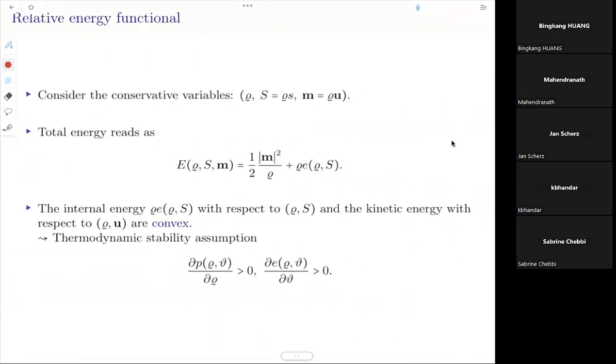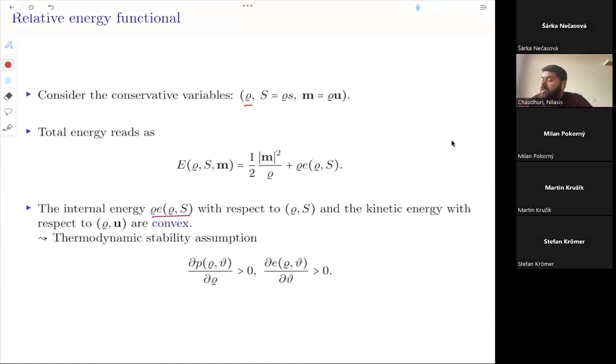After some minor investigation, we found that if we write it from the conservative variables, that means you have density, total entropy, and momentum, and you write the total energy in these variables, then you can see that rho times the internal energy with respect to these variables is convex. Similarly, the kinetic energy is also convex with respect to rho and the momentum. This is actually a direct consequence of what we assume in our first hypothesis, which is the thermodynamic stability assumption.